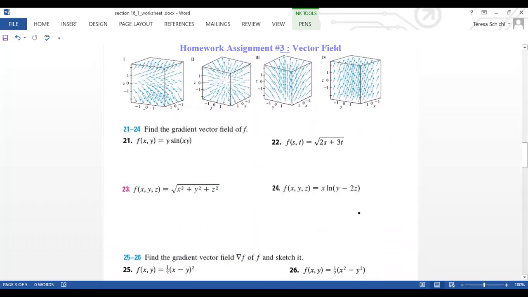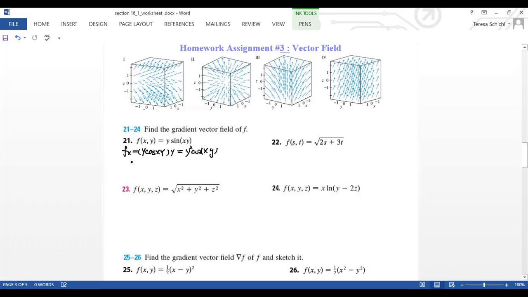Okay, so like number 21, we want to find the gradient field, right? So we talk about the gradient, so it will just be the partials, right? So this will be what? For the partial in x, it will be y cosine xy, then the chain rule, right? The derivative of xy with respect to x is y, so I have y squared cosine xy, right?